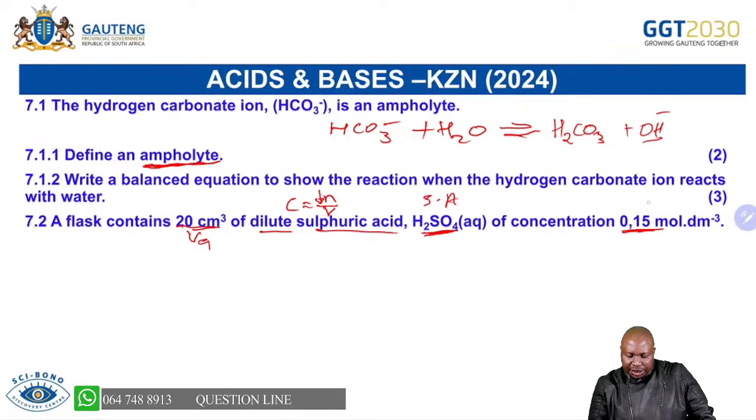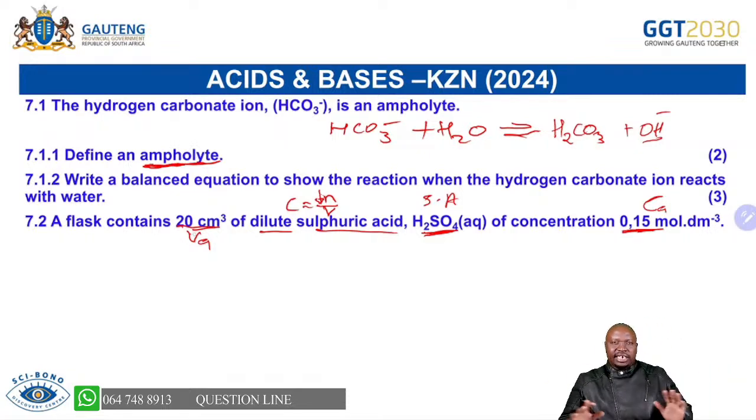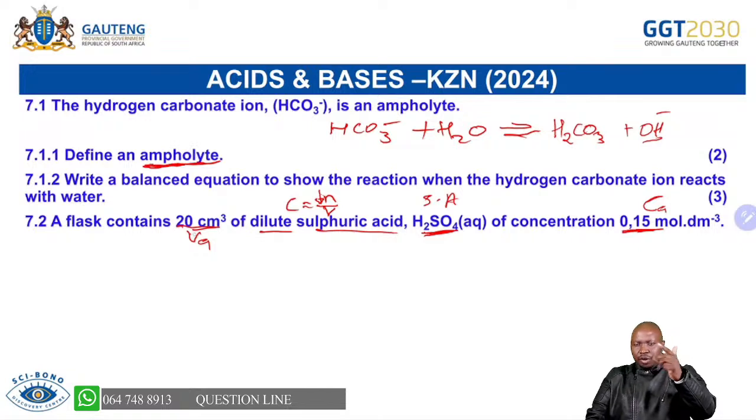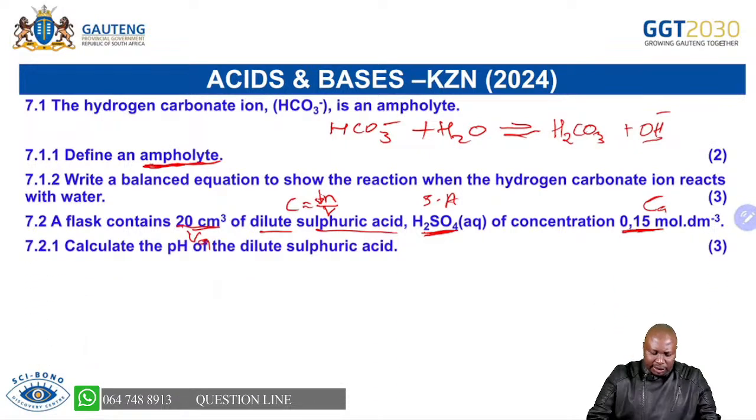So you have the concentration of the acid, you have the volume. If we say calculate the number of moles, it's just straightforward, plug and play. You know C equals n over V. So always keep that in your mind, so that if the question comes, this is how you will tackle it.